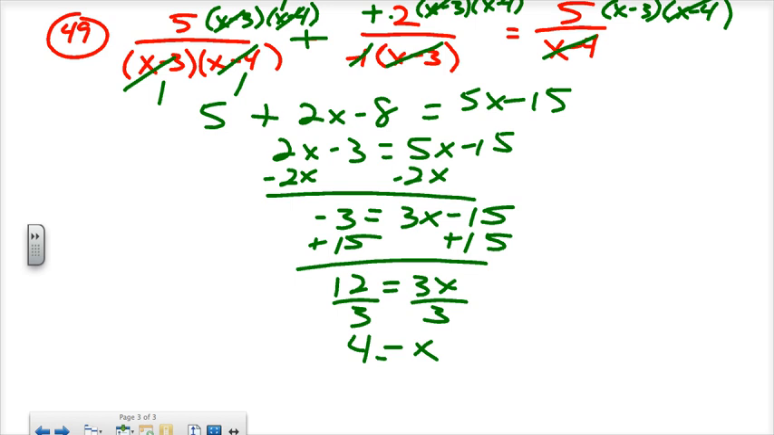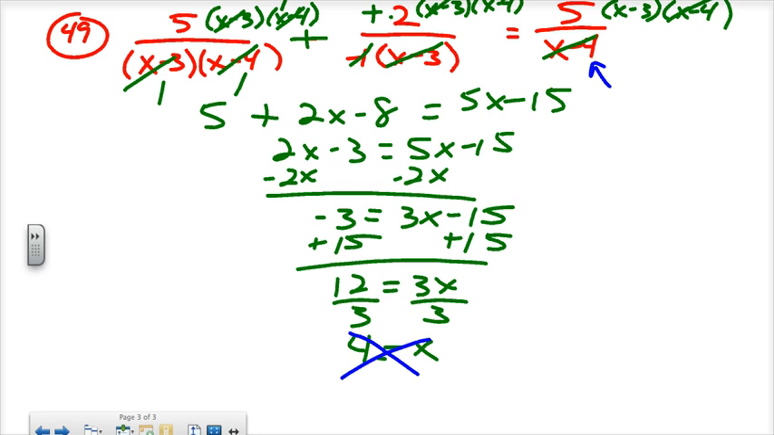And there we have it. X equals 4. And again, checkable. So we have to check it. And we go back up and we realize, wait a minute, our denominators had x minus 4 in it. If I put a 4 back into that equation, I'm going to be dividing by 0.